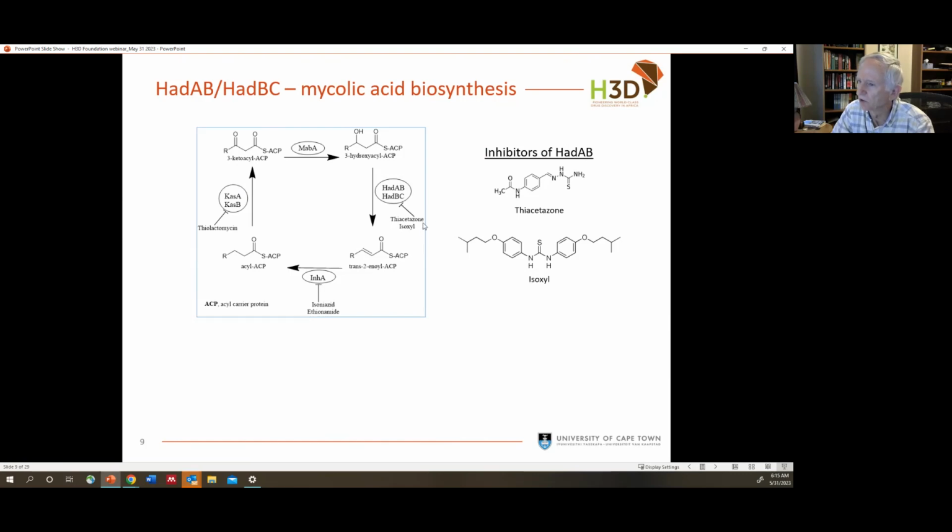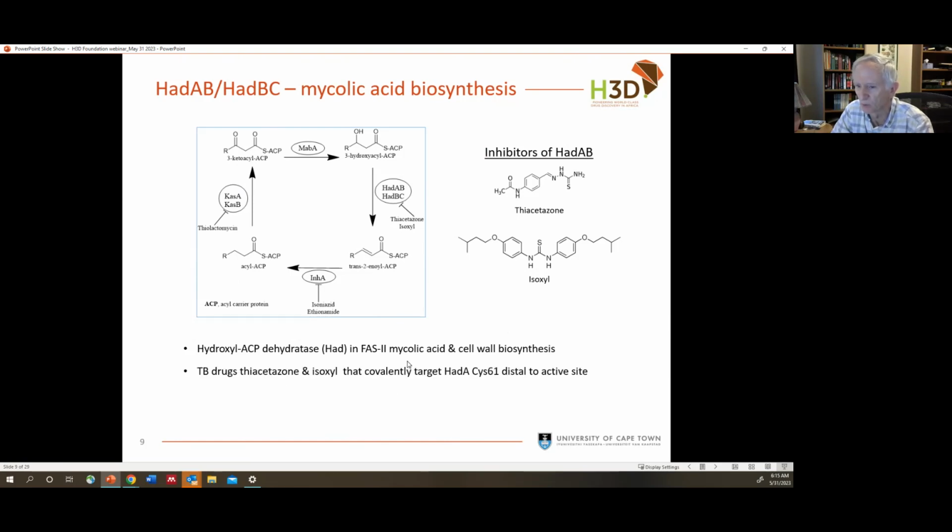Now, there are inhibitors that have been used clinically for HAD-AB, and these are thiocetazone and isoxyl, I've shown right here. So I mentioned this. These enzymes are important for mycolic acid biosynthesis, cell wall biosynthesis. These are actually, in a sense, kind of prodrugs. They're activated and form a covalent attachment to HAD-A cysteine 61. This is distal to the active site, and that's how they operate, these two drugs.